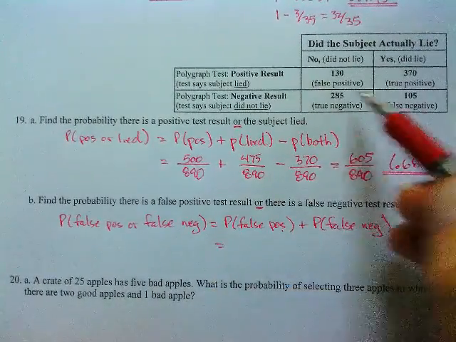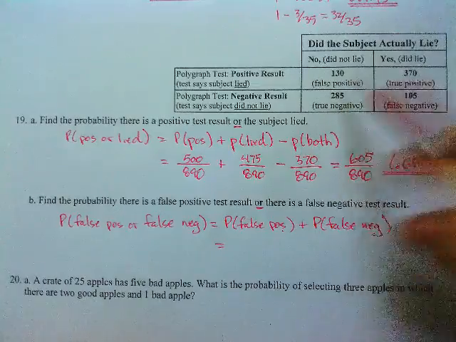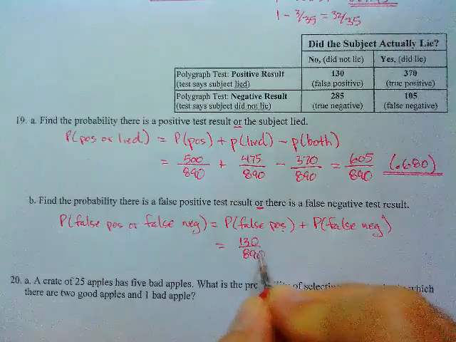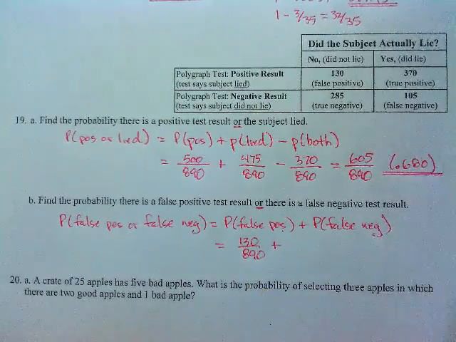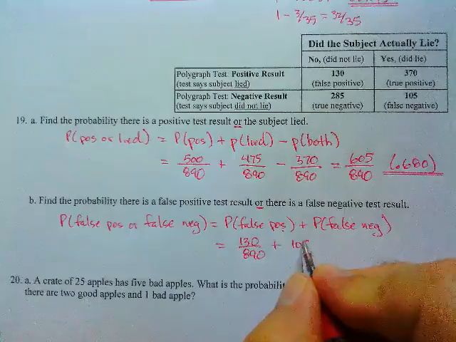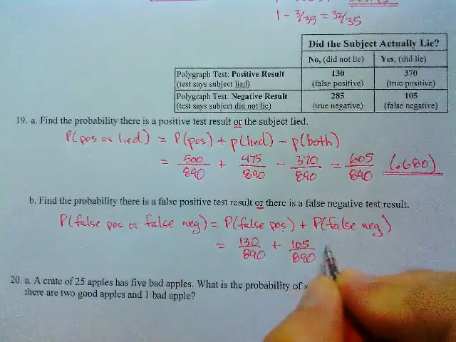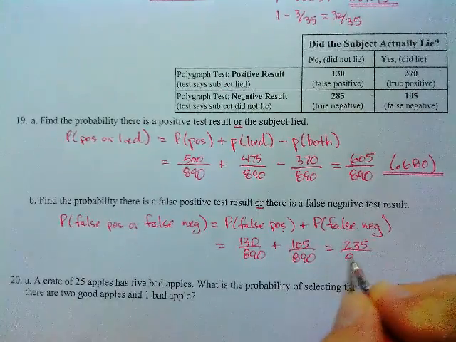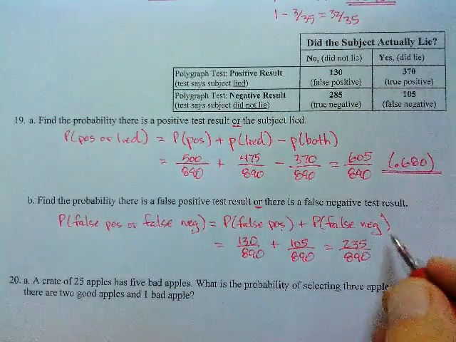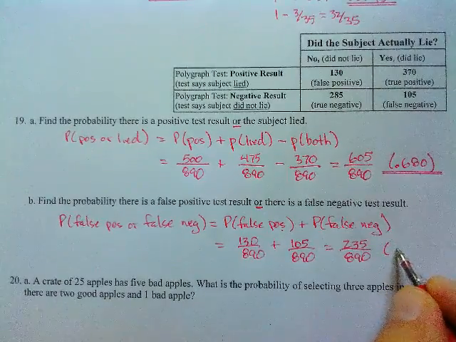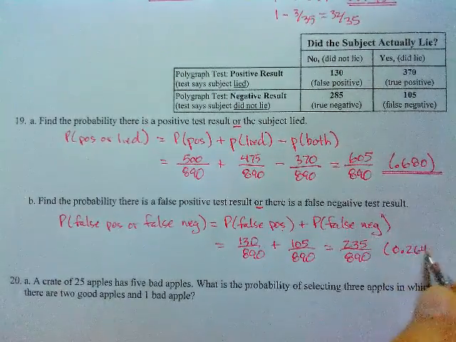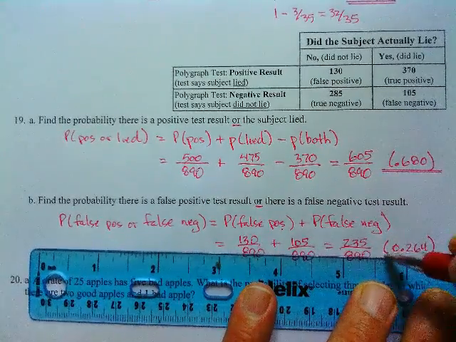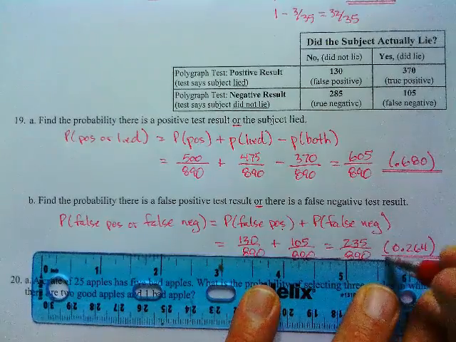So first off, the false positive, note the box that says false positive, so that's 130 over 890. The false negative, there's the false negative box, 105 over 890, and so we get 235 over 890, or just over 26%. Again, you should never end up with an answer that's greater than 1.